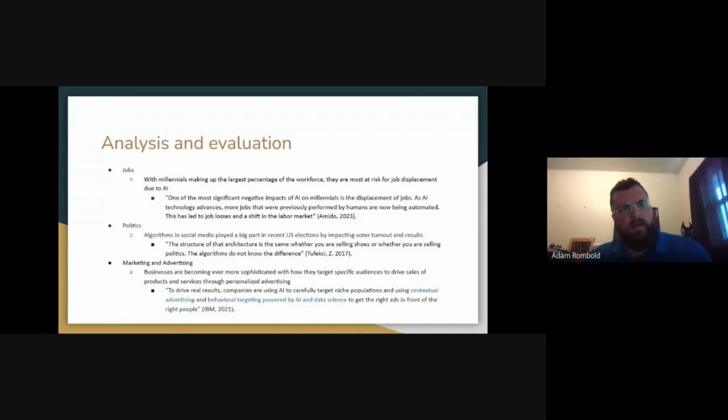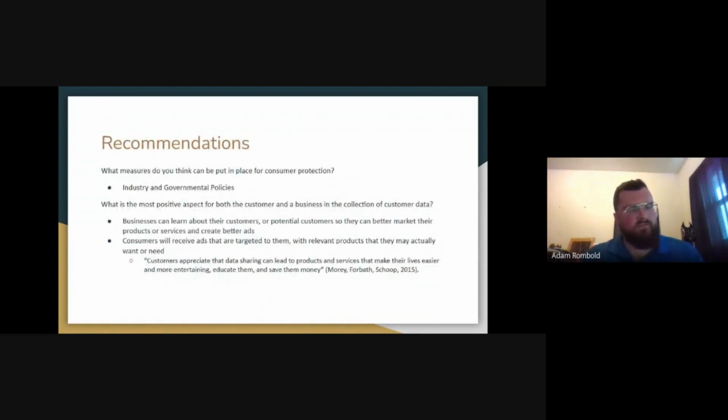And then I'm going to go to the next slide for my recommendations. What measures can be put in place to protect consumers? It's going to be on industry and governments to put in protections for consumers. So companies should give users control of their data and let them opt in or out of data gathering, and also be transparent and build trust. This is going to improve the relationship between business and consumer.